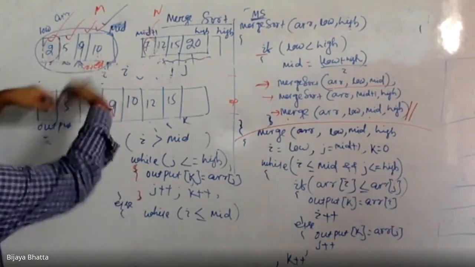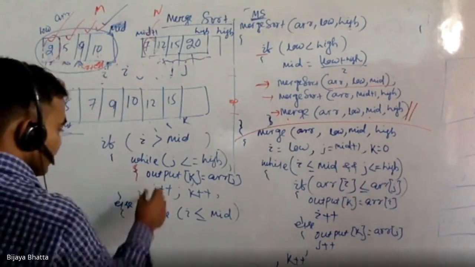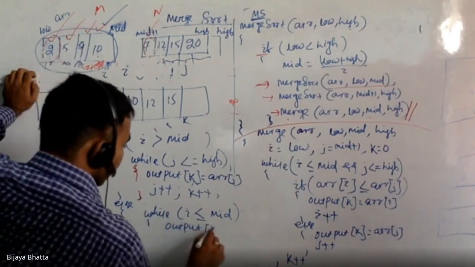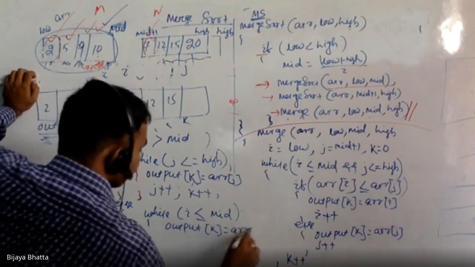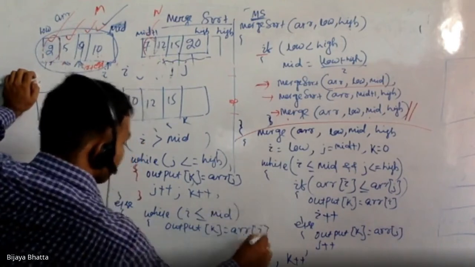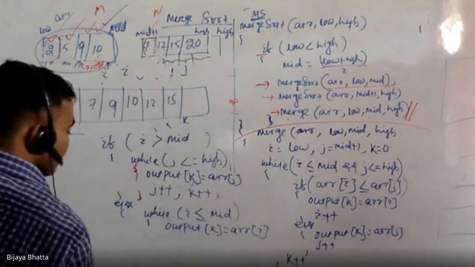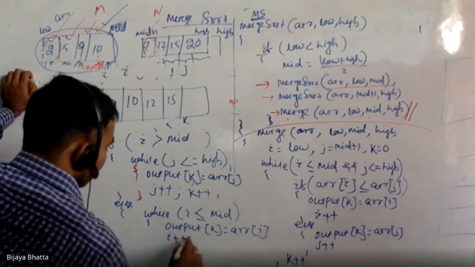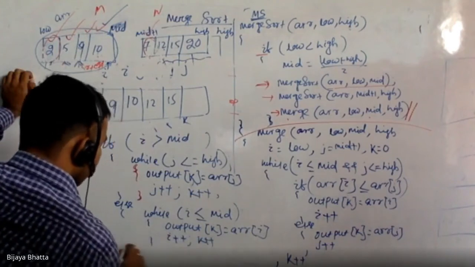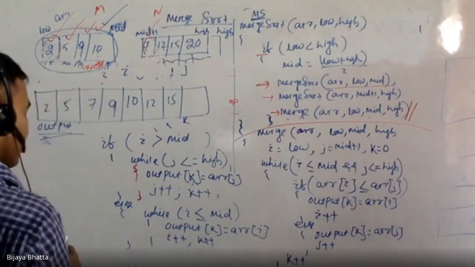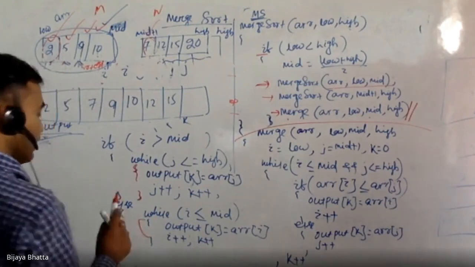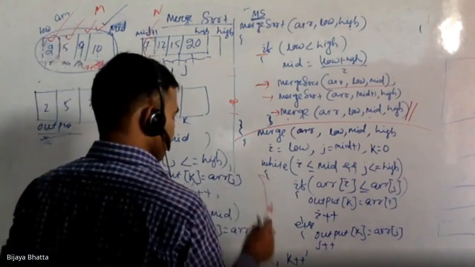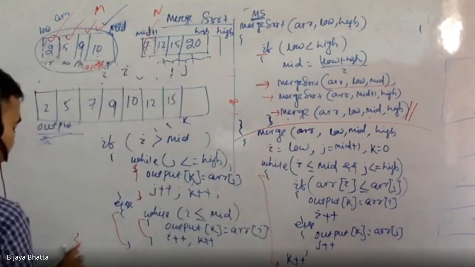So what you will do, you will copy to output, same thing you will write actually. So output of k is going to be arr of not j this time, it is i, because with this i index you are copying from here, right? And it was j plus plus k plus plus, rather than i plus plus k plus plus, right? And this while loop is ended, this else is ended here, and obviously this while loop was already ended here, right? This merge will be ending here, end of merge.